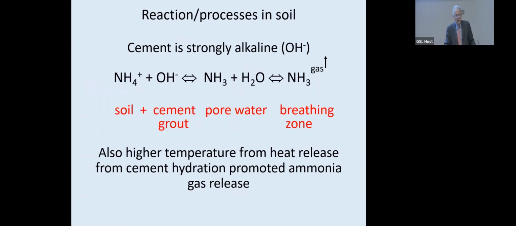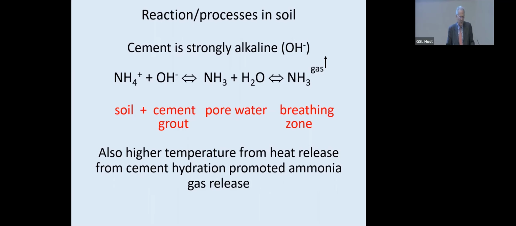What's going on? We've got strongly alkaline material from the cement, plus ammonia in the soil, probably absorbed onto the clay, goes to ammonia gas plus water. That's what happens when you put ammoniacal materials in a high pH environment. Then, of course, the ammonia comes off as gas, and the slight warming of the ground as a result of the hydration of the cement helps to drive that gas off.